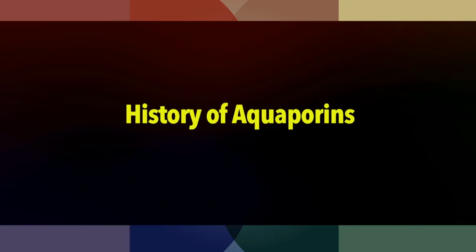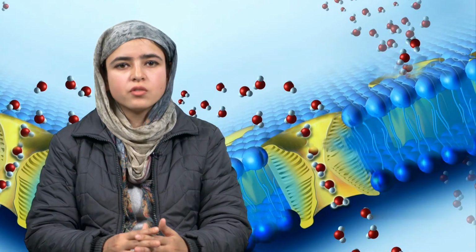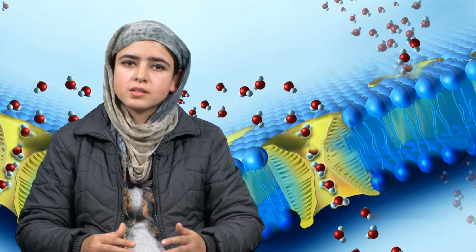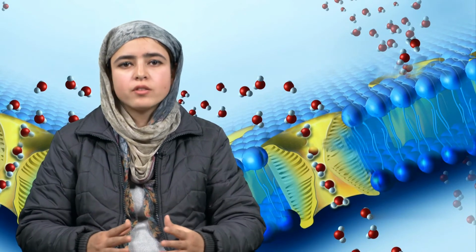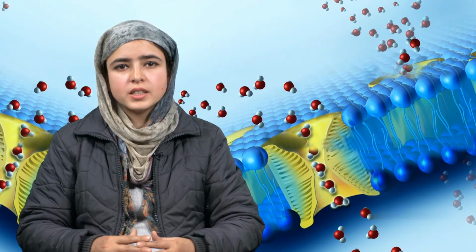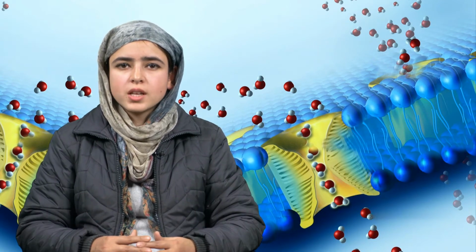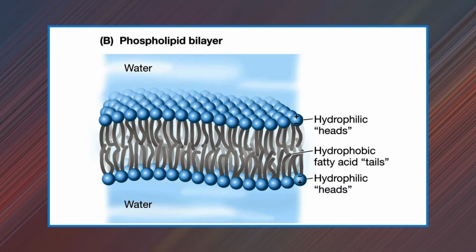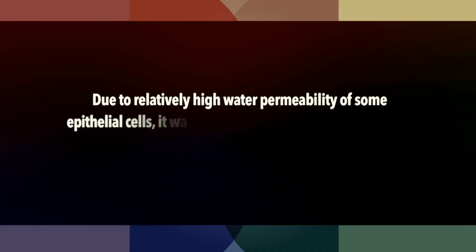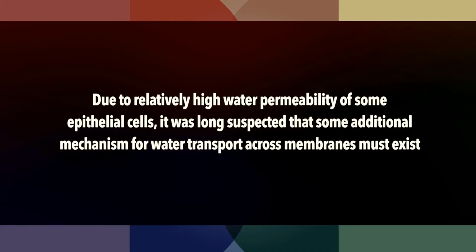Now, let's move towards the history of aquaporins. The mechanism of facilitated water transport and the probable existence of water pores had attracted researchers since 1957. In most cells, water moves in and out by osmosis through the lipid component of cell membranes. Due to the relatively high water permeability of some epithelial cells, it was long suspected that some additional mechanisms for water transport across membranes must exist.